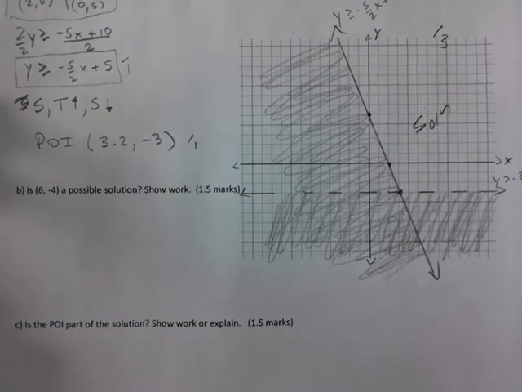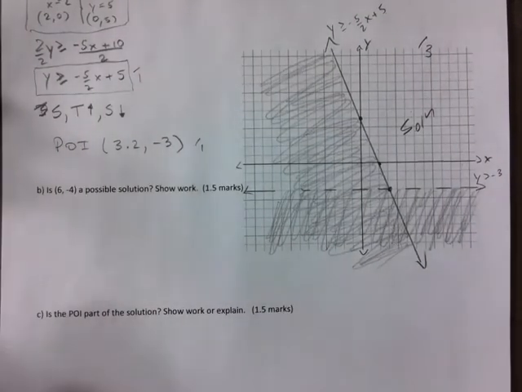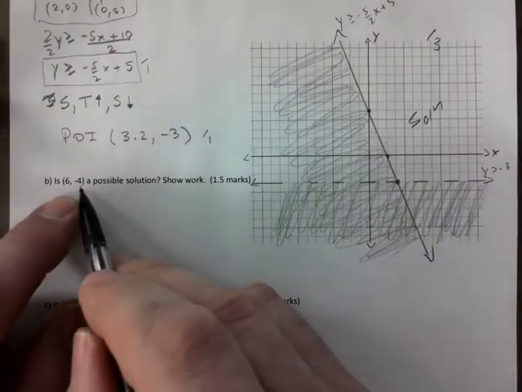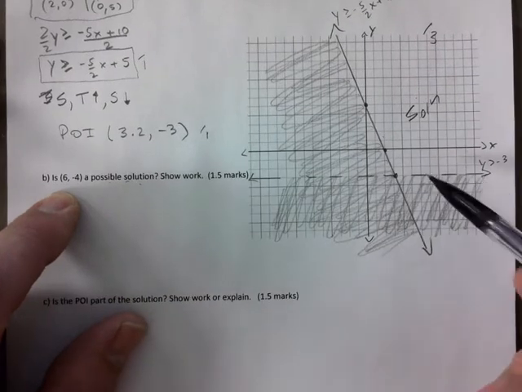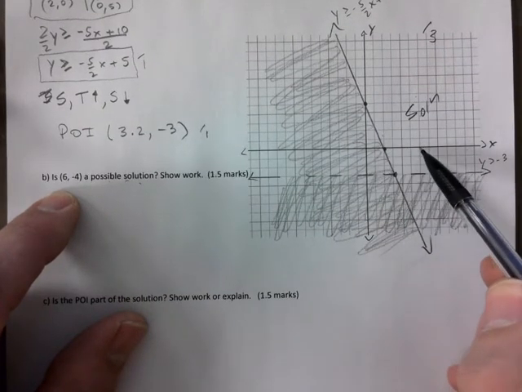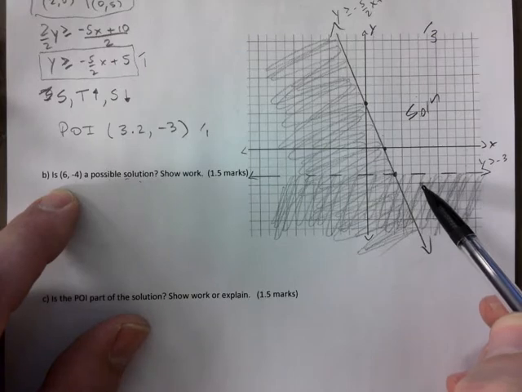All right, so is (6, -4) a possible solution? Show work. So (6, -4), right? 2, 4, 6. We know it's not, but we're gonna, yeah.